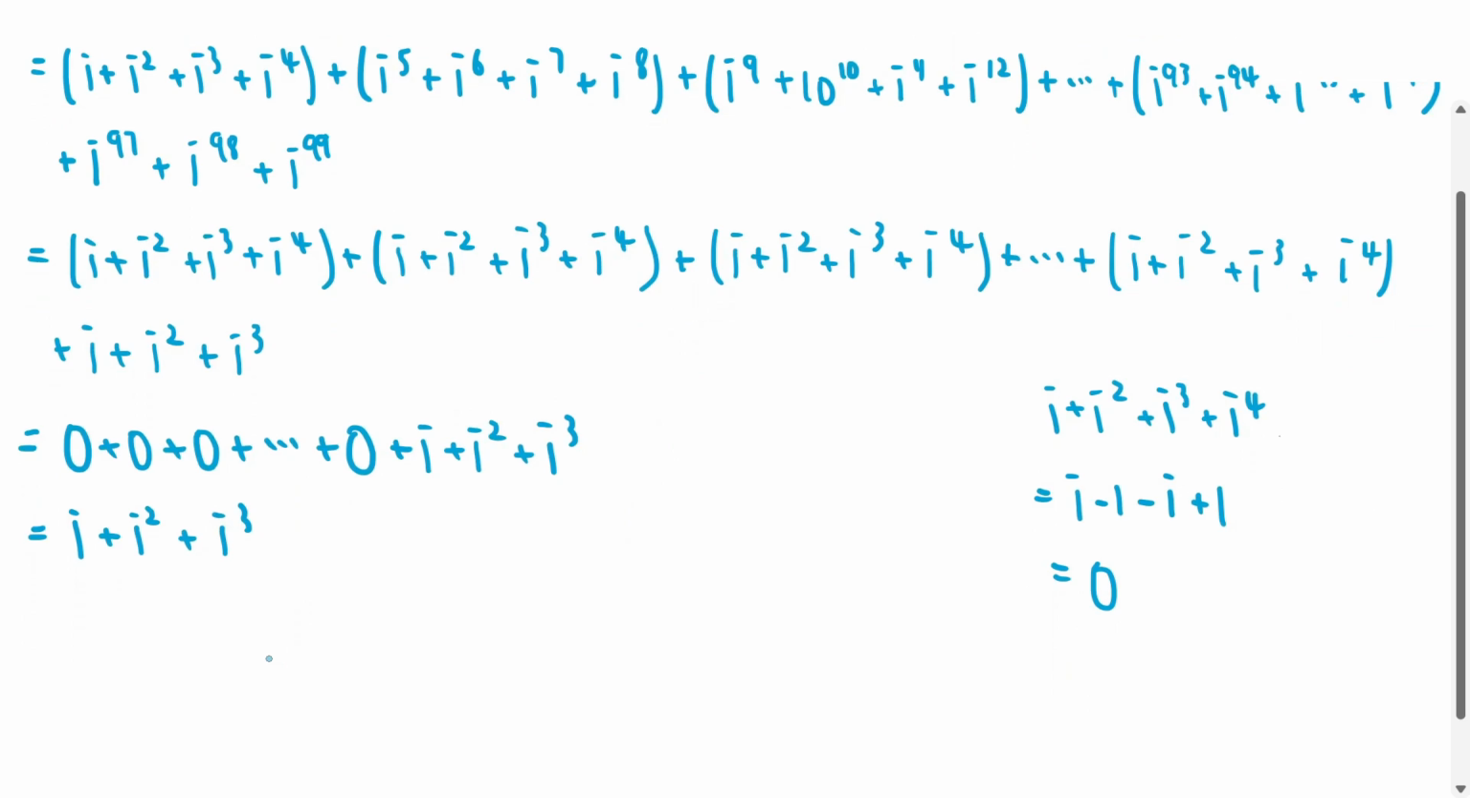i squared is equal to -1, so this is equal to i minus 1, and i cubed is equal to -i. So the sum is equal to i minus 1 minus i, and the i and -i cancel out. So this sum is just equal to -1.